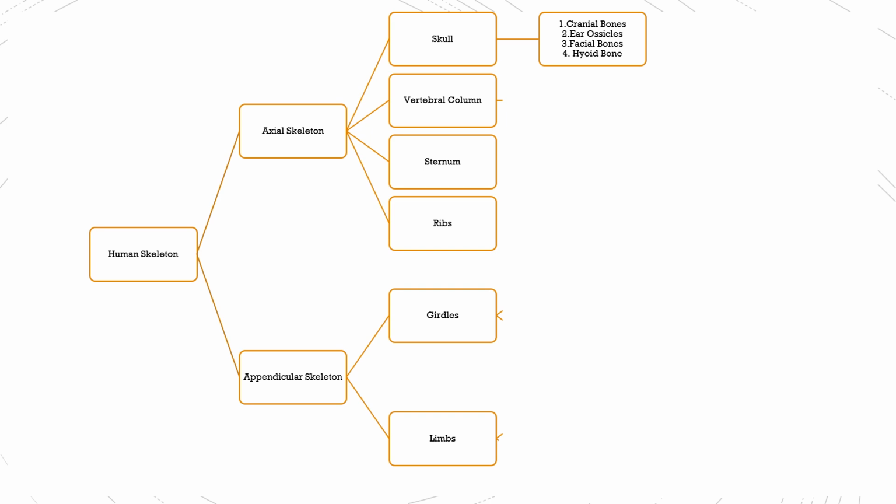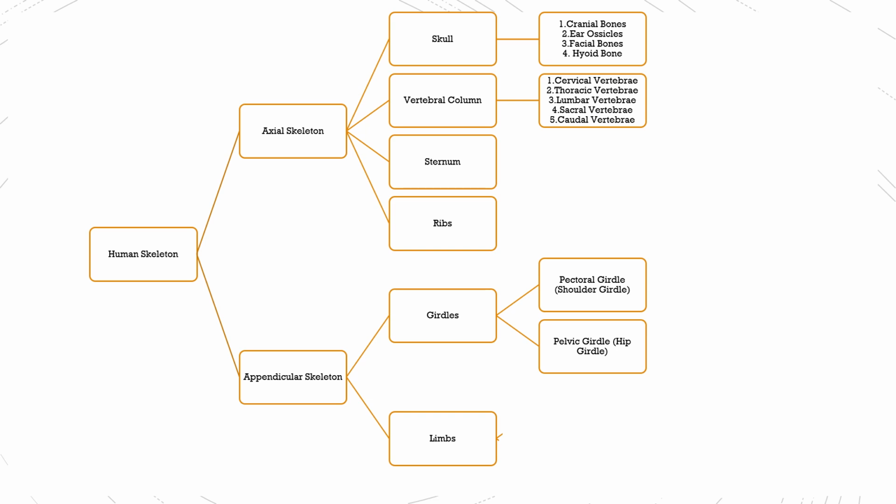Then you have the vertebral column, which is formed of a series of vertebrae grouped into 5 groups: the cervical vertebrae, thoracic vertebrae, lumbar vertebrae, sacral vertebrae, and caudal vertebrae. Coming to the girdles, there are again two types. One is the shoulder girdle, which as the name suggests is near the shoulder area, called the pectoral girdle, and the other one is the hip girdle, present in the pelvic region, or the pelvic girdle.